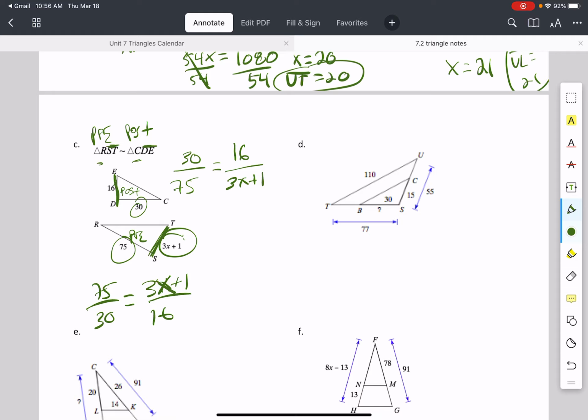You can totally still go from there. You'll get the same answer in the end, I promise. After you cross multiply, it's going to be the same thing. So if you don't want to rewrite it, then it's fine, okay? Okay, so now I'm going to cross multiply. So 30 times 3x plus 1 equals 16 times 75. Again, the biggest thing with cross multiplying is that once I've done it, I should not have a fraction anymore, okay?